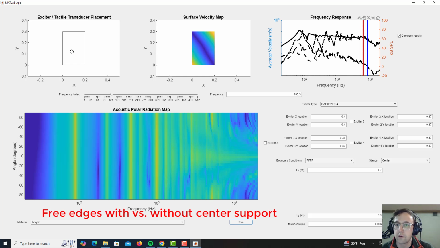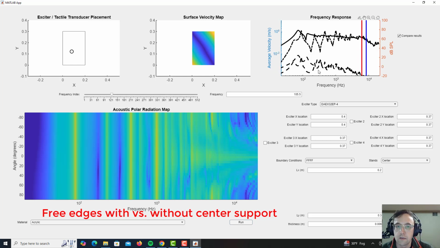Oof. Okay, I honestly had no idea what this one was going to look like. That is truly bizarre. There are huge swings in the frequency response, from a big peak of almost 80 dB up here to down to 30, so 50 dB swings in the peaks and the troughs. So let's see what's going on up here at the peak.